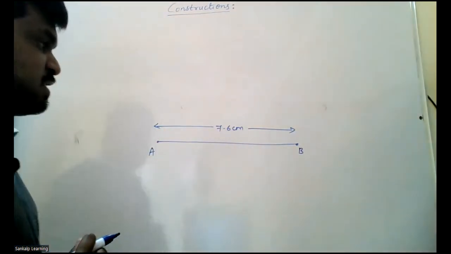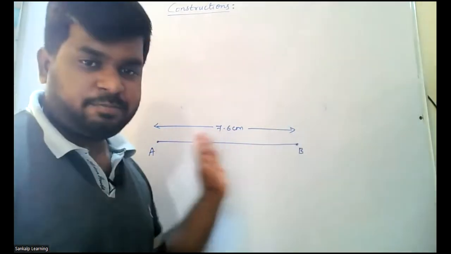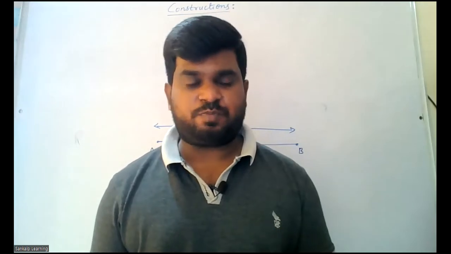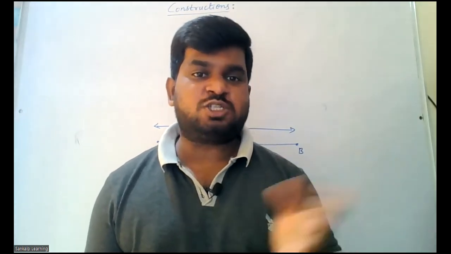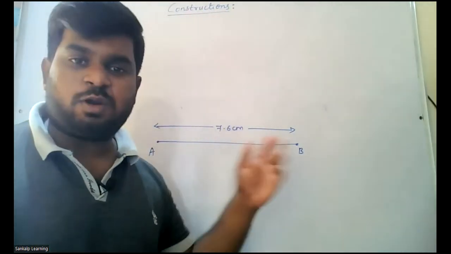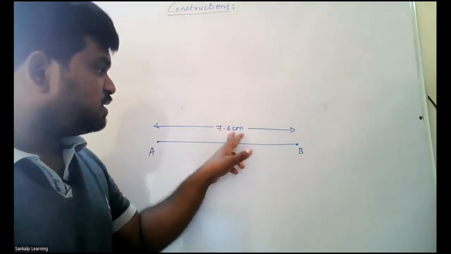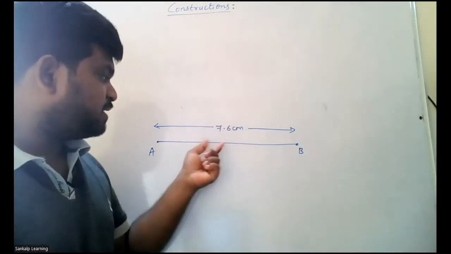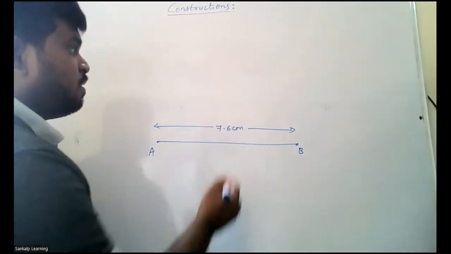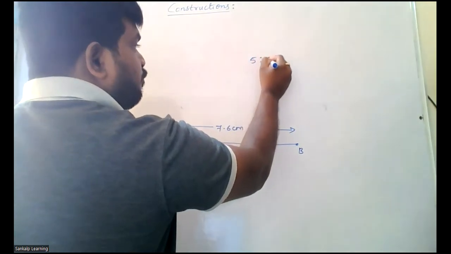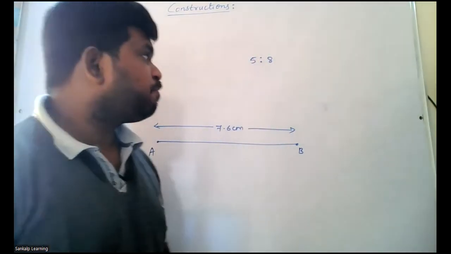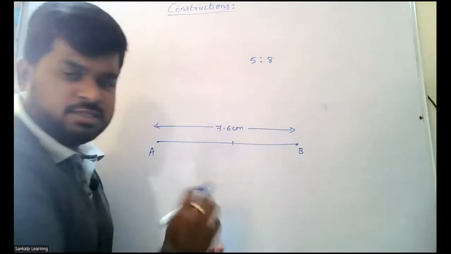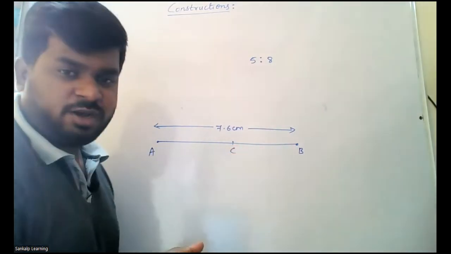The next thing that we have to do is divide the line into two parts. In what ratio? 5:8 ratio. If it was exactly 1:1, two equal parts, then what is half of 7.6? 3.8. At 3.8 centimeter you would mark a point, but here they have given us 5:8 ratio, meaning we are going to divide this into two parts. Somewhere we'll get another point, we don't know where it is. Let's say that point is C.